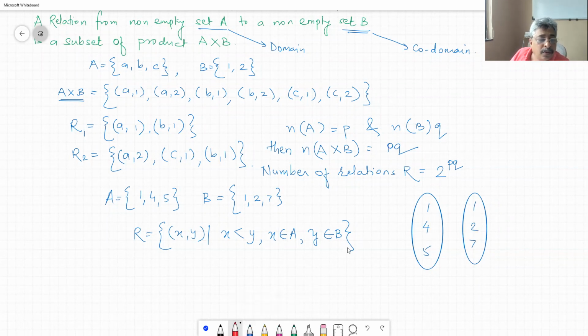Okay. So what we want is x to be smaller than y. So you can have this relation. Only one-sided arrow actually. Okay. You can have this relation. You can have this relation. And you can have this relation. So there are 4 elements in this particular relation.